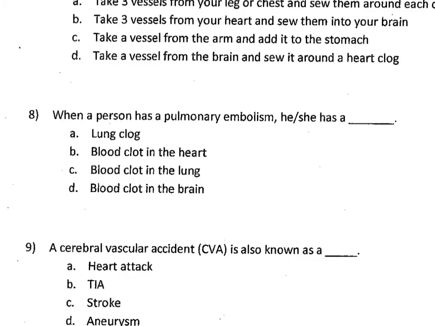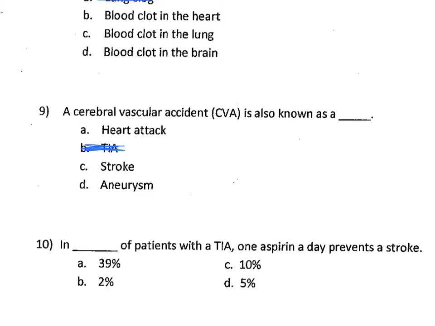When a person has a pulmonary embolism, he or she has, is it B, a blood clot in the heart, C, a blood clot in the lung, or D, a blood clot in the brain? On number 9, a cerebral vascular accident, a CVA, is known as, is it A, a heart attack, C, a stroke, or D, an aneurysm?